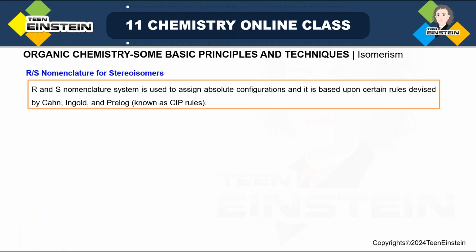Now the next we will not start, because in the next class we will start with the rules to decide whether it is having R configuration or S configuration for a particular chiral center. So we will discuss it in the next class.